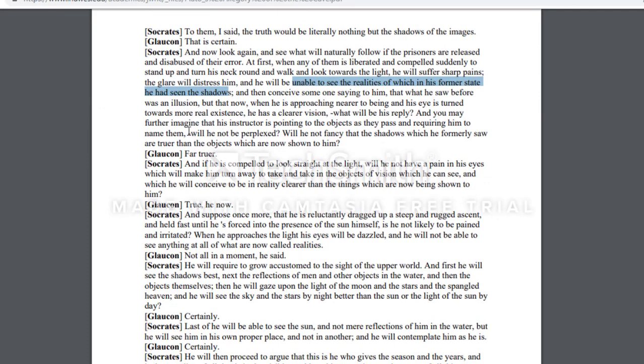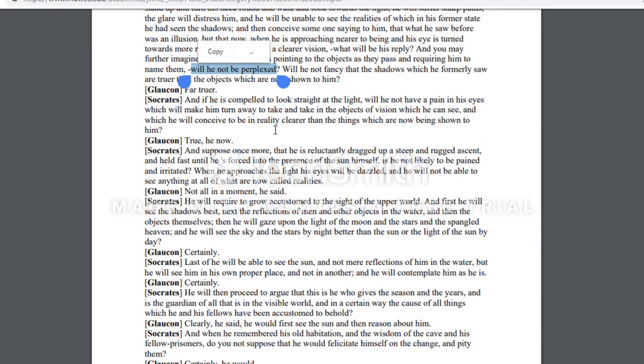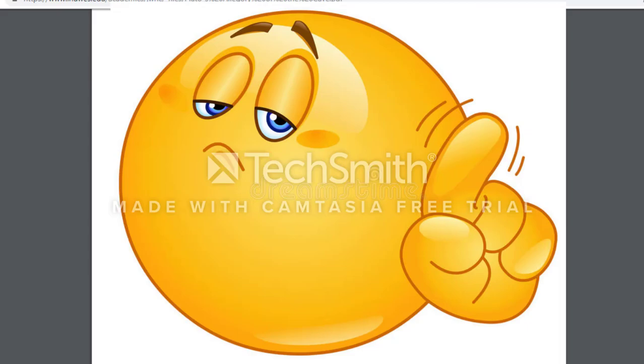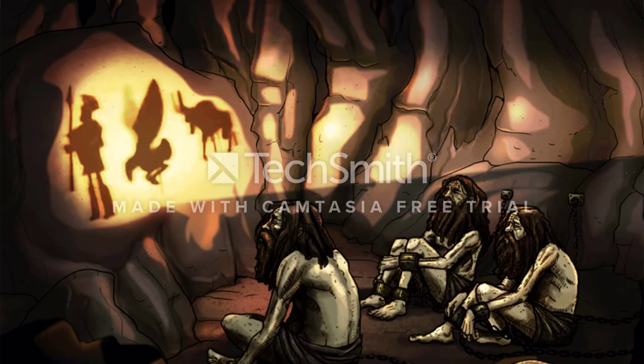And will he not be perplexed? Will they not question? Will they not try to see the light? Will they not try to see what's going on? And sometimes no. They'll just sit there and believe that to be true because that's all he can see.